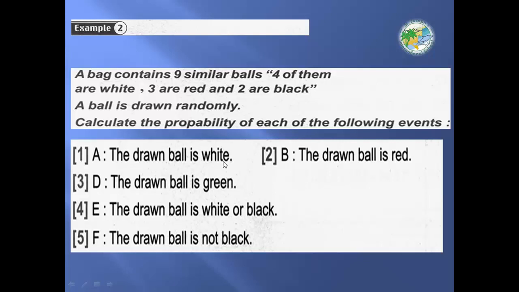Drawing a ball is white. Drawing a ball is red. Drawing a ball is green. Drawing a ball is white or black. Drawing a ball is not black.